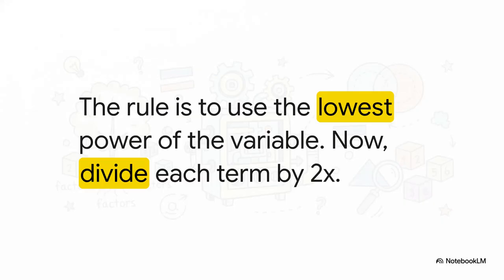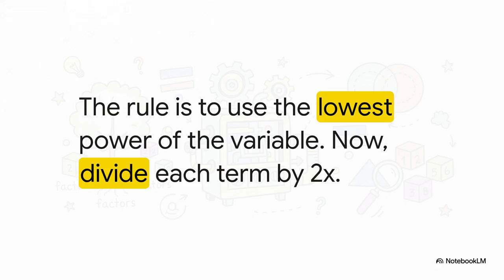Well, for the numbers 2 and 8, the GCF is obviously 2. Now for the variables. We have an x squared and an x. The simple rule is you always take the variable with the lowest exponent. In this case, that's just x. So our total GCF is 2x.